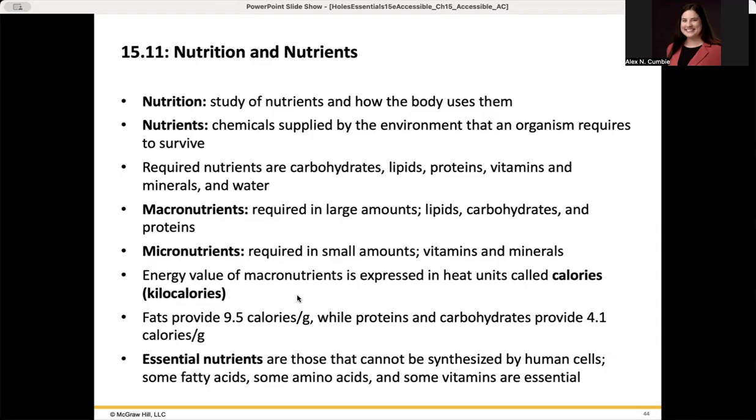For macronutrients, as you may already be aware, they are expressed in heat units, which are termed calories or kilocalories. That is how they are measured for the energy value they will give you. You definitely need to know this. Macronutrients are lipids, carbohydrates, and proteins, and micronutrients are vitamins and minerals, which we'll get into. You also need to know what we term essential nutrients and non-essential nutrients. Essential nutrients are things that your body absolutely needs because your cells cannot synthesize them on their own, so you must consume them through your diet.